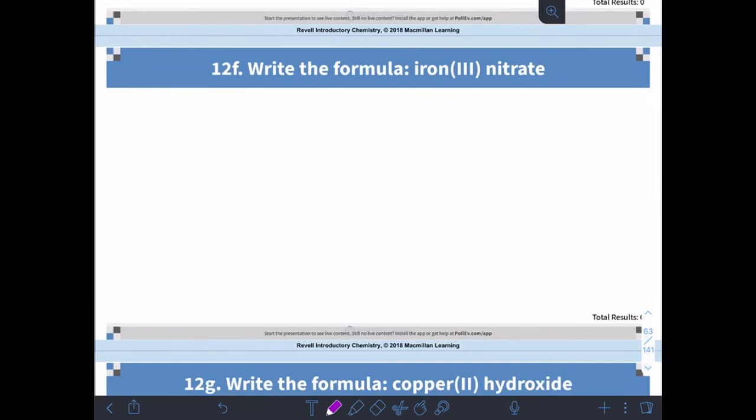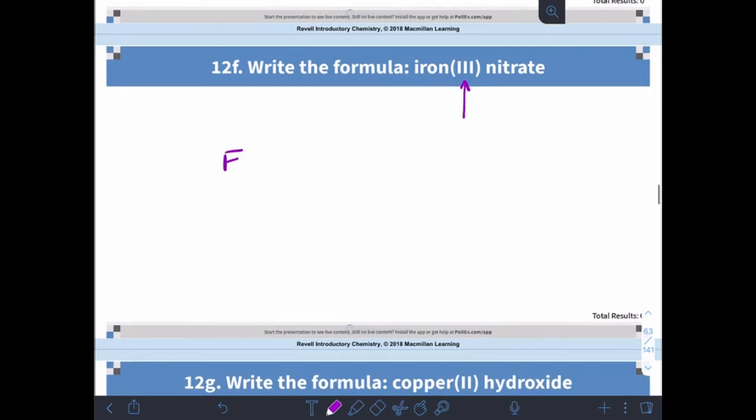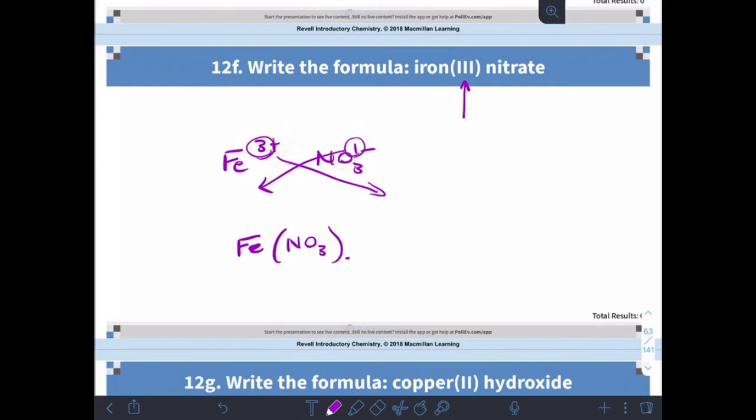All right, so iron(III). Remember that Roman numeral 3 tells me what the charge of the iron is. It's a 3+. So Fe3+. And nitrate is NO3-. So I'm going to take my 3 and put it with the nitrate, and my 1 with the iron. So I just have Fe, and I need to use parentheses because I need to say that I have 3 NO3s. That outside 3 tells me that I have 3 of those polyatomic ions.